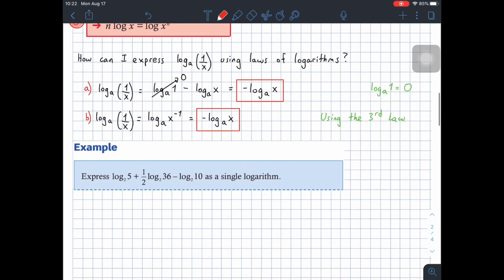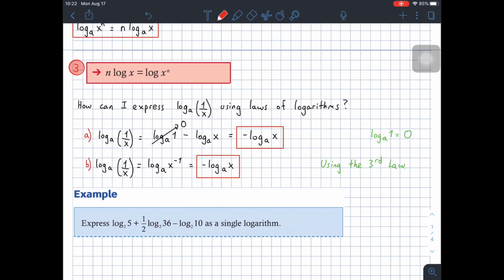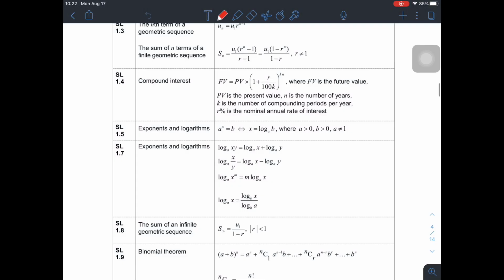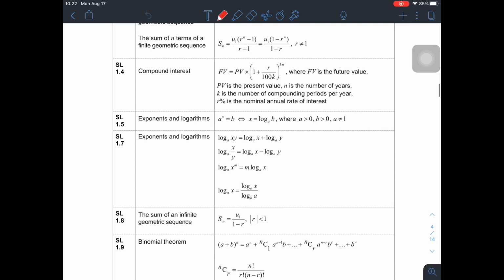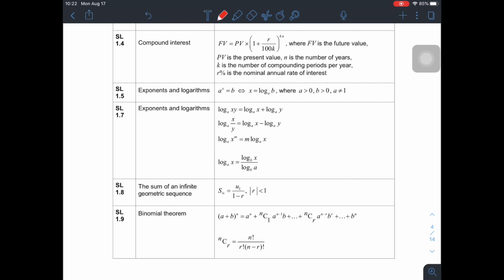Okay, so let's see some examples to see how the laws of logarithms work. Just in parentheses, all of these laws, and there's a fourth one which we're going to see in a while, you can see that all of these laws are right here in the formula booklet. In topic 1 of the formula booklet, if you scroll down, you're going to see exponents and logarithms. And these are the 4 laws. First law, second law, third law, and fourth law, which we're going to see in a while, okay? So you don't need to memorize all of these laws, but you'll see that with practice, you should be able to already remember these laws because they are quite easy.